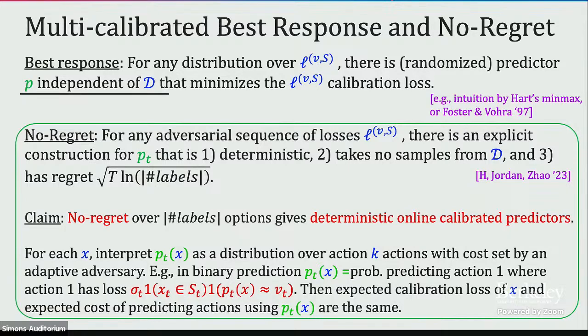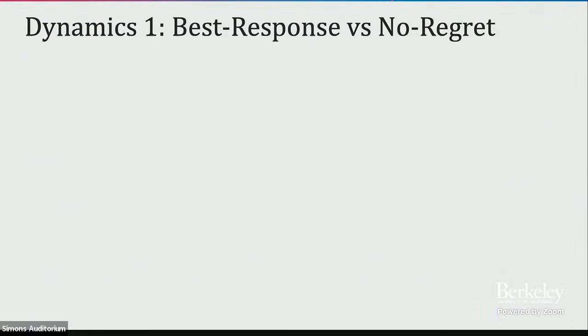If you set it this way, what happens is that the expected calibration loss of each X is the expected regret, the expected prediction loss. And therefore regret from prediction on K actions becomes regret in this. So this is very general for any no regret algorithm. So what does this help us with? It gives us two dynamics.